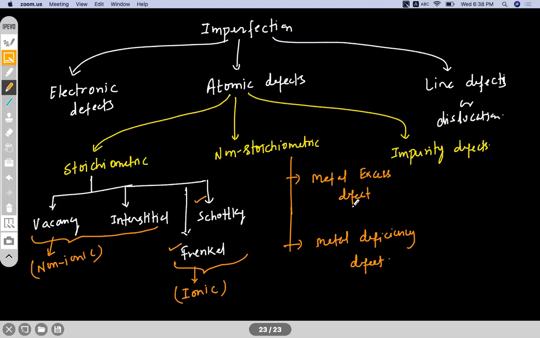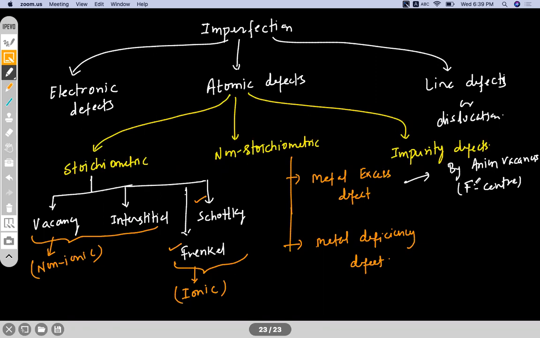So the first case by which metal excess defect is possible is the anion vacancy, by the removal of anions. Anions are removed from their sites, so eventually the number of metal ions in the crystal is increasing. That's why we have metal excess defect. This anion vacancy we call the F center.